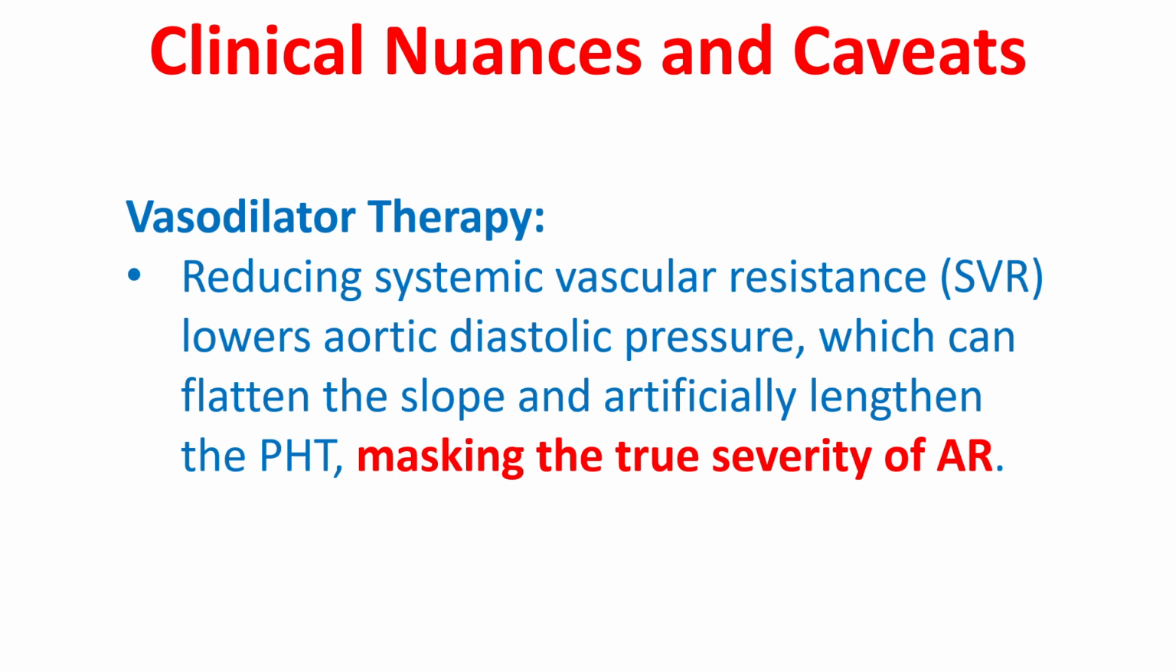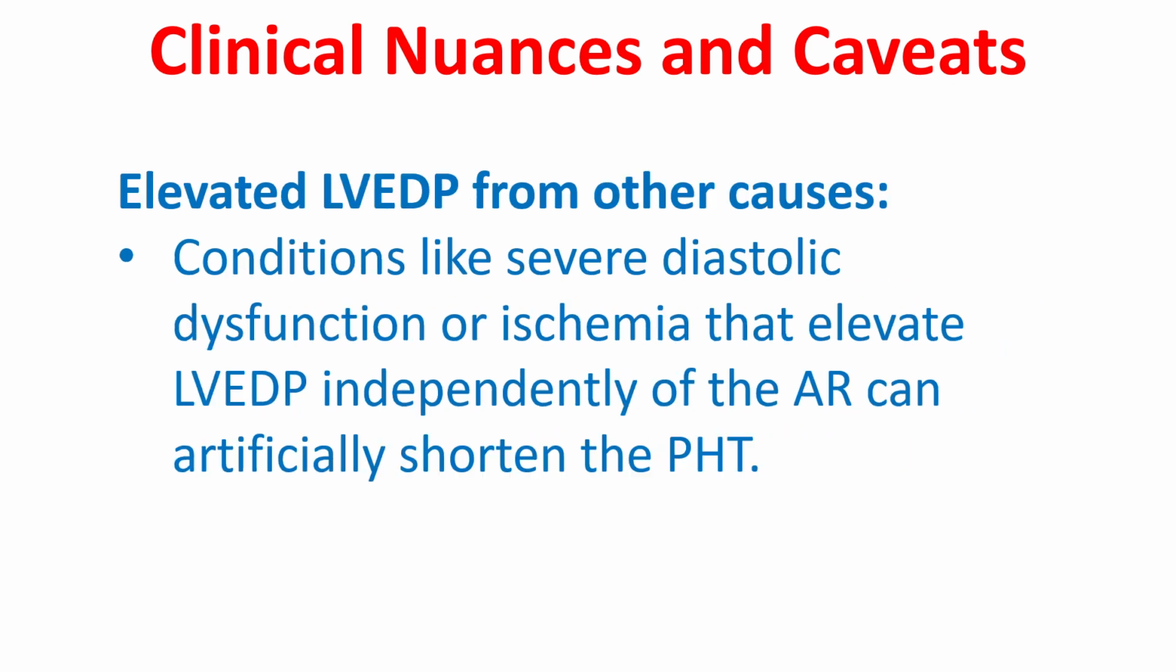Vasodilator therapy, on the other hand, by reducing systemic vascular resistance, lowers aortic diastolic pressure, which can flatten the slope and artificially lengthen the PHT, masking the true severity of AR. Elevated LV EDP from other causes: conditions like severe diastolic dysfunction or ischemia that elevate LV EDP independently of the AR can artificially shorten the PHT.